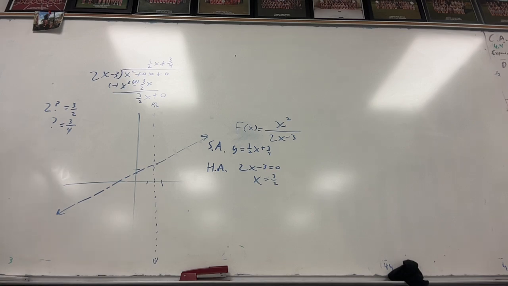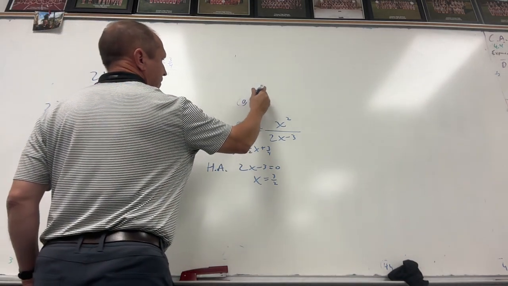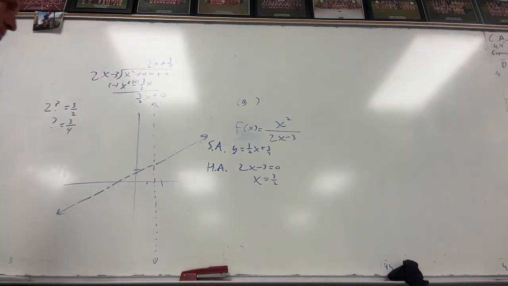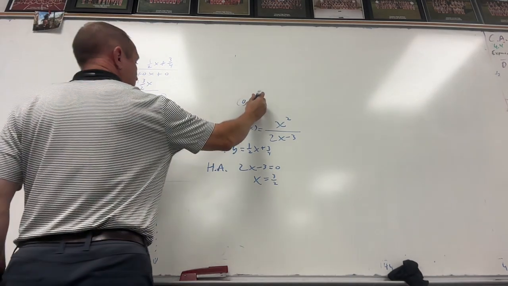All right, now intercepts. Plug in 0 for x. This will give us our y-intercept. Plug in 0 for x, what do we get? 0. 0, right? So we got the point 0, 0.